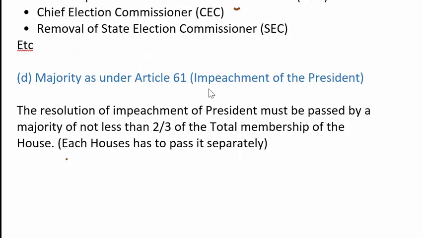Another kind of special majority is required in the impeachment of the president under Article 61. For the resolution of impeachment of president, it must be passed by a majority of not less than two-third of the total membership of the house, and each house has to pass it separately. So these were the different kinds of majorities that are required in the parliament.